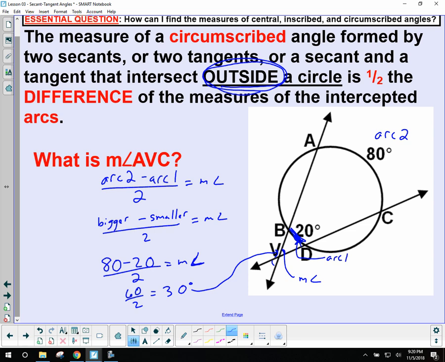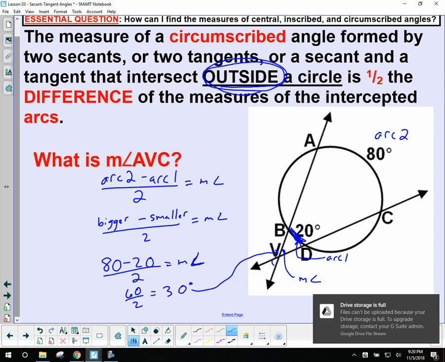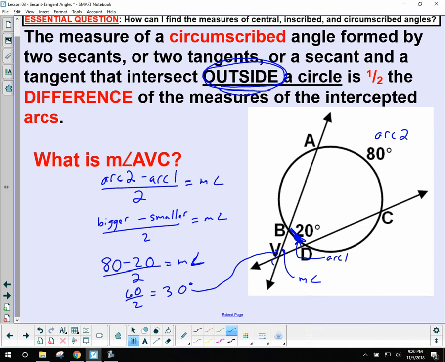Okay, moving on. Practice problem. As always, you know the game. Hit pause and try to solve it on your own.